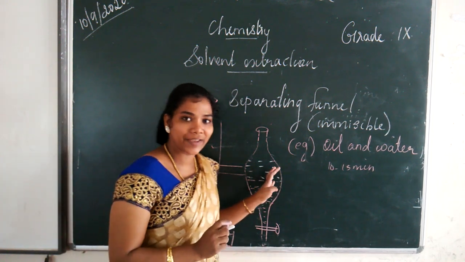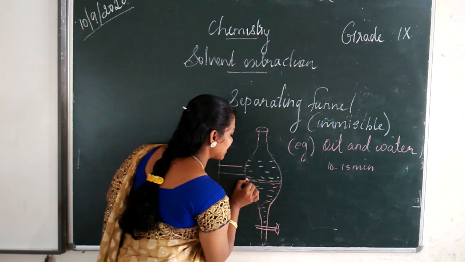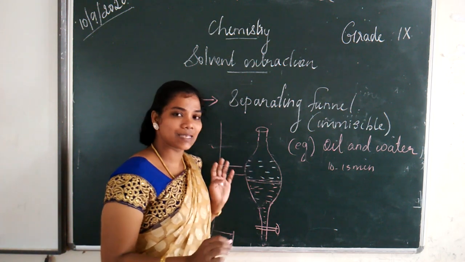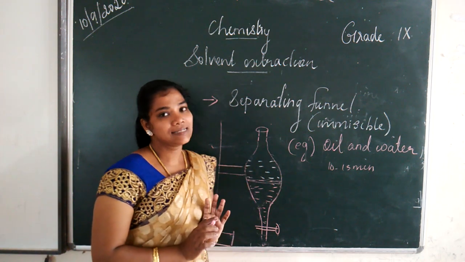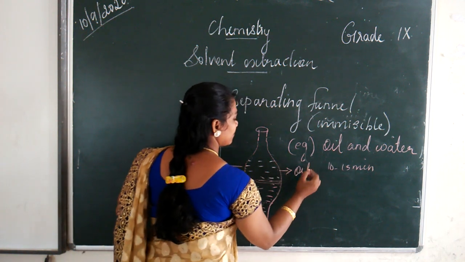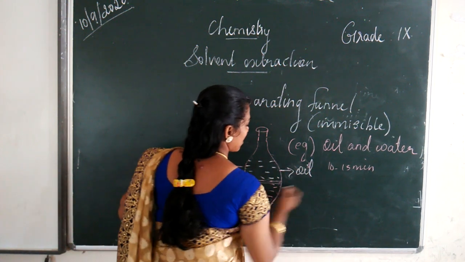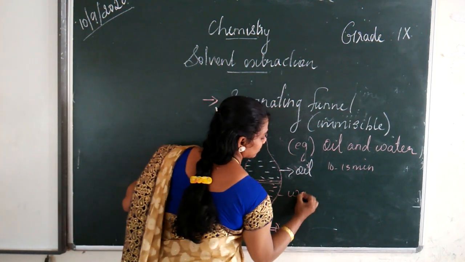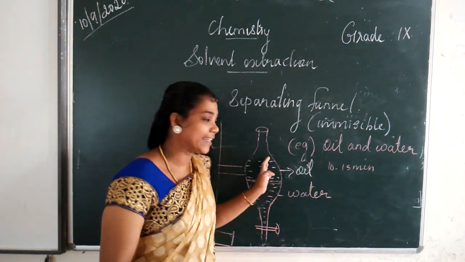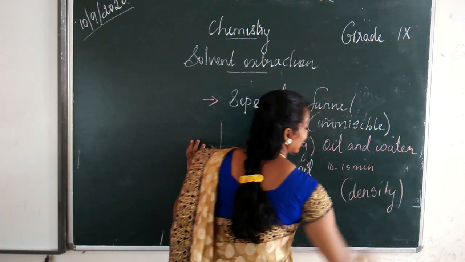You can see two phases, and in the middle you can see a ring-like structure which separates oil and water. So here this is oil and this is water. The principle behind the separation is based on the density.